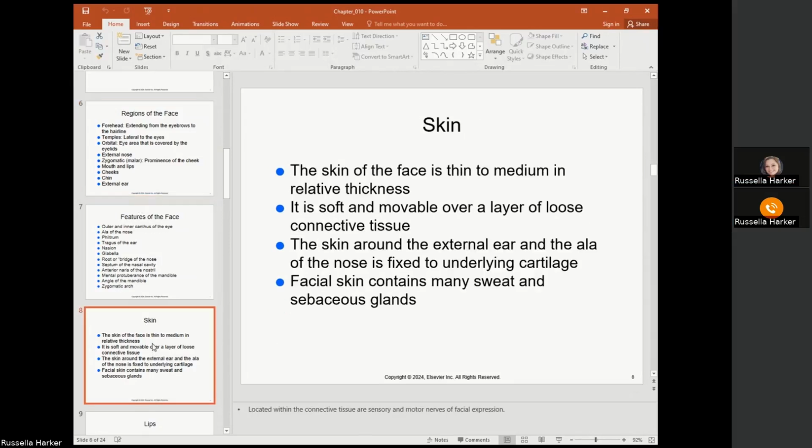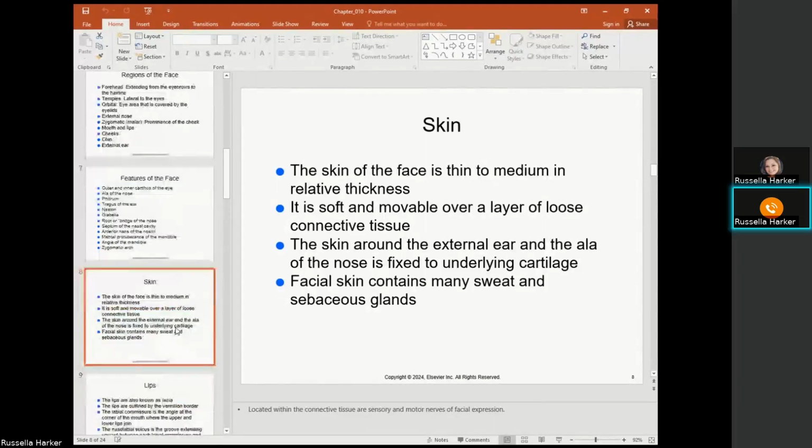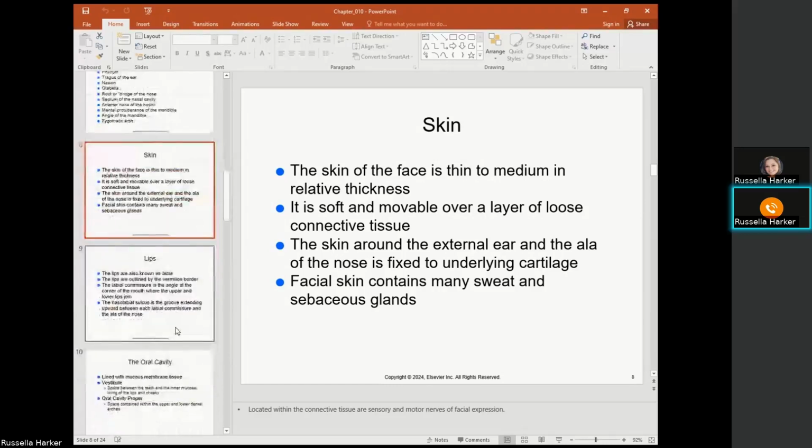The skin of the face is thin to medium in relative thickness. It's soft and movable over a layer of loose connective tissue. The skin around the external ear and the ala of the nose is fixed to underlying cartilage, and the skin contains many sweat and sebaceous glands. So you have sweat and oil glands on your face.